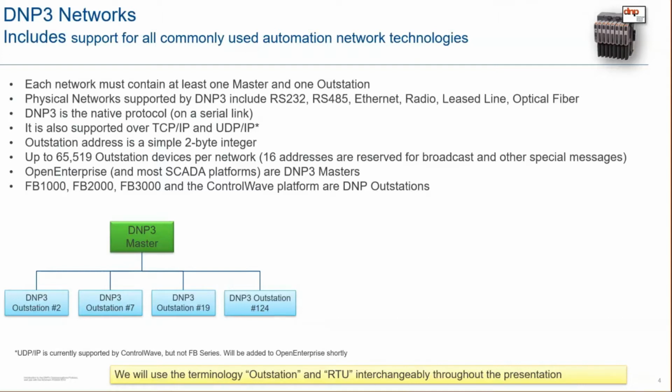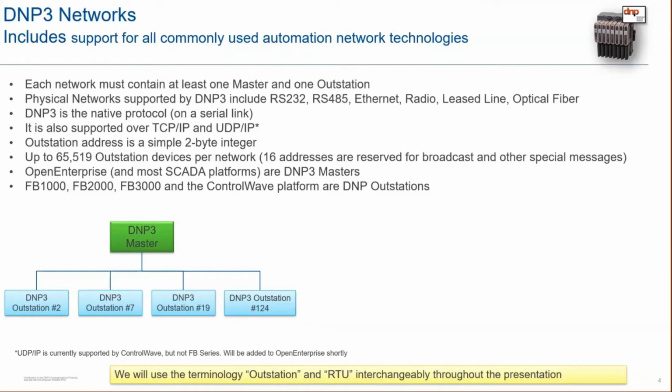To address outstations, use a simple 2-byte integer, which in theory gives you up to about 65,000 addresses. Actually, 16 of those addresses are reserved for future use and also for broadcast messages. You can send some messages to every device in the network at the same time.